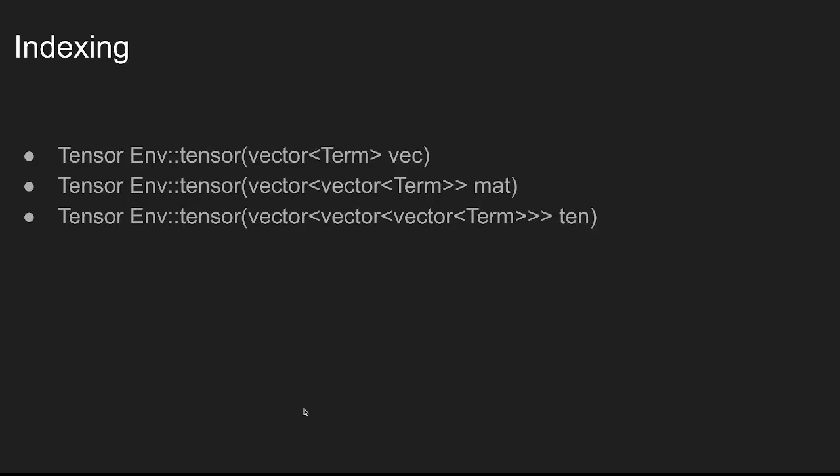The second case is when you want to index a vector, a matrix, or more generally speaking, a tensor. In that case, you will have to start from a vector of terms. So if you have raw data, you first convert that raw data into a vector of terms, and then you can use the environment function tensor in order to get back a tensor. And there's really only one thing that you can do with a tensor. You can use it as an argument for an index term. And we will see in a moment what that looks like. Again, Seeker supports this up to 6-dimensional tensors.